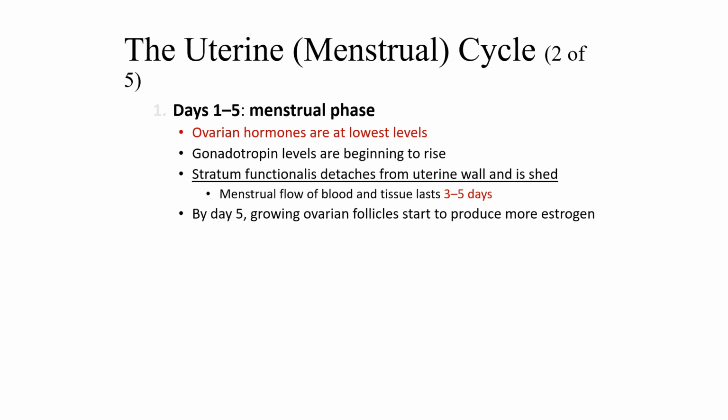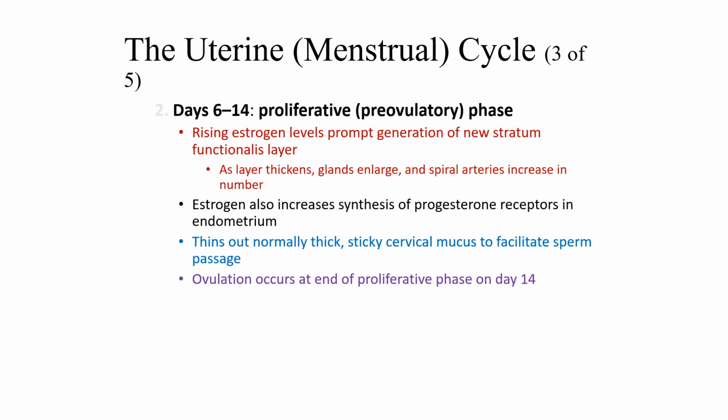Notice that during menstruation, the gonadotropin levels begin to rise. The stratum functionalis, or the functional layer, detaches and is shed. It's going to last 3 to 5 days. Some women a little bit longer, some women a little bit shorter. By day 5, the next set of ovarian follicles begin to start producing estrogen, and we have the proliferative phase.